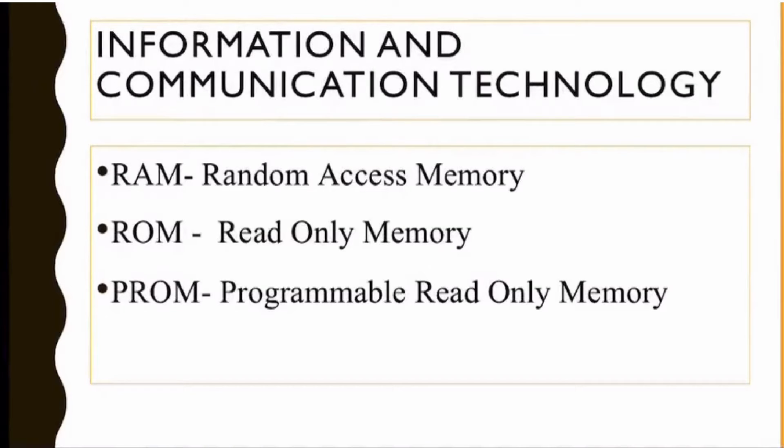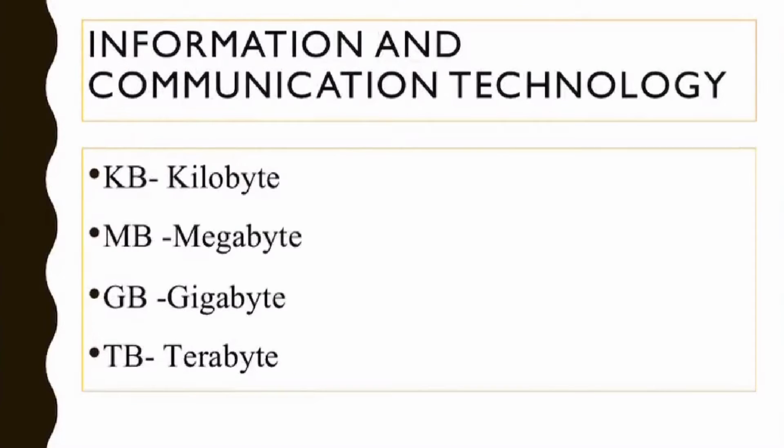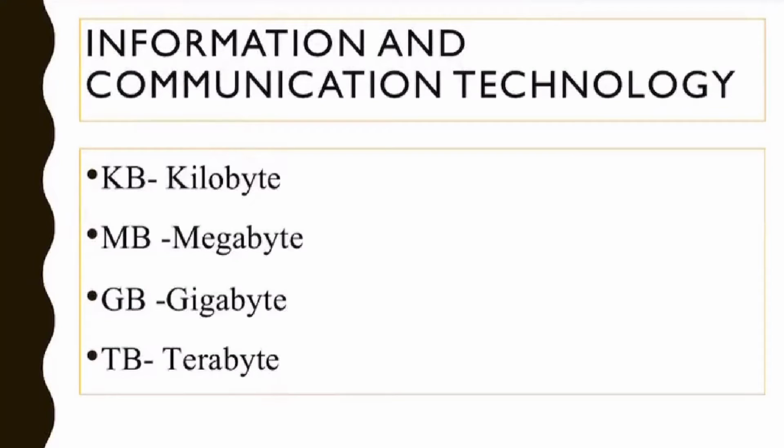Then acronyms related to different types of computer memory. Here are acronyms related to units that facilitate display and communication. Then acronyms related to the data storage units. What is the size of the digital information? KB, MB, GB and TB. Here these are given in increasing order of their capacity, KB being the smallest of these units and TB is the largest of the given units.